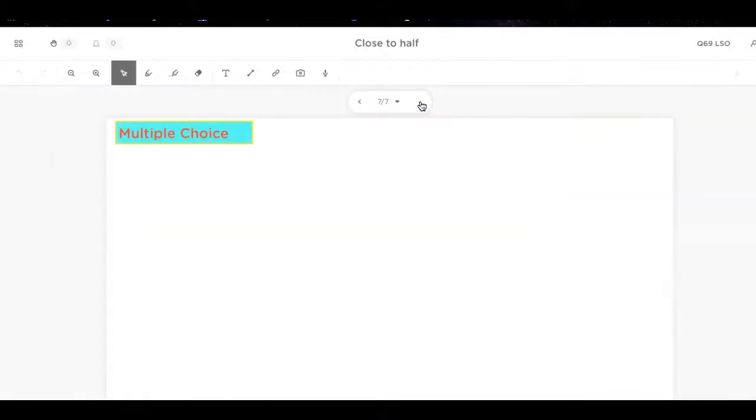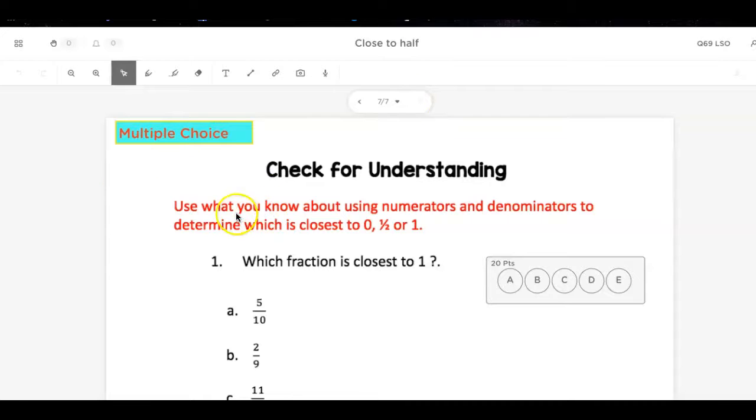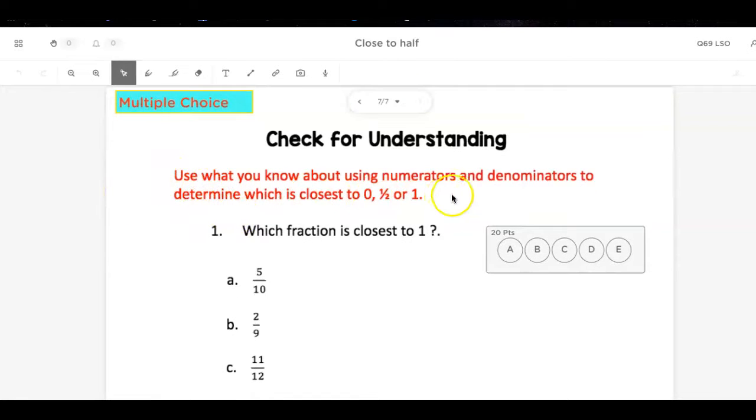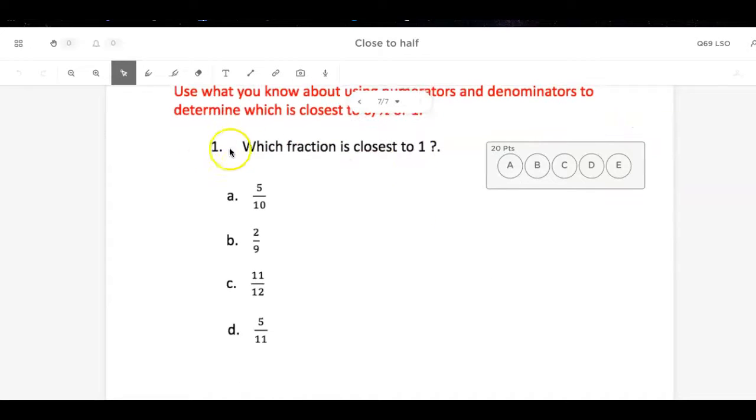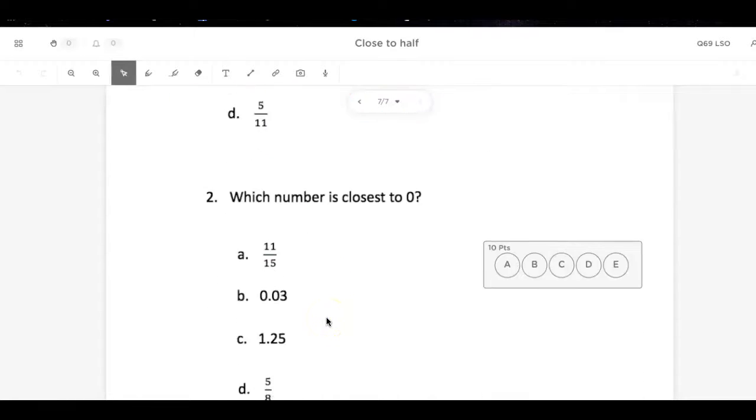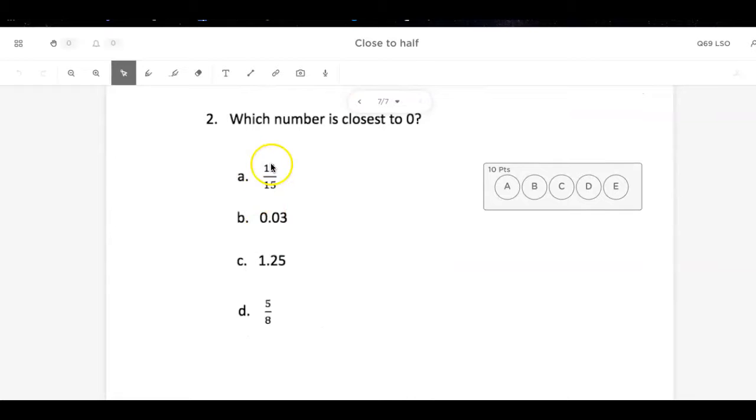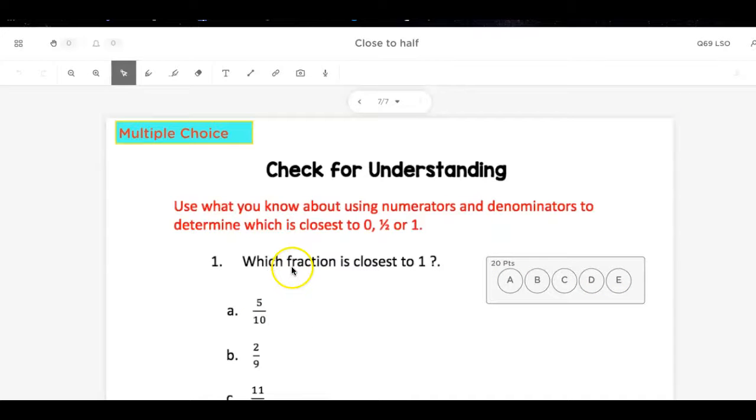Last page, there's 7 slides. This is a multiple choice. Use what you know about using numerators and denominators to determine which is the closest to 0, half, or 1. And here's our question. Which fraction is closest to 1? 5/10, 2/9, 11 out of 12, or 5/11? And then which number is closest to 0? 11/15, 3/100, 1 in 25/100, or 5/8? And you are just going to choose a multiple choice.